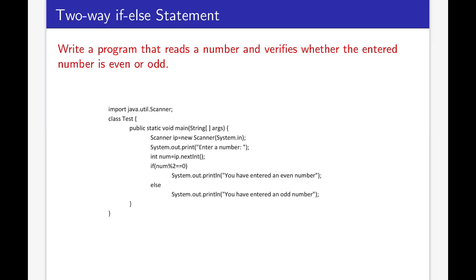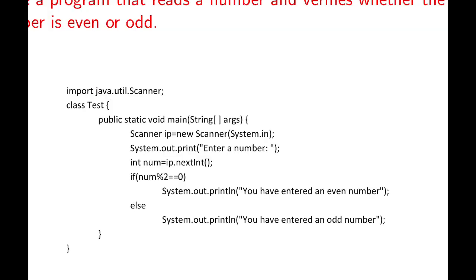So write a program that reads a number and verifies whether the entered number is even or odd. So we have written like this: import java.util.Scanner to use Scanner class for taking input from a user. Then class Test defines the name of the class. Then public static void main defines the main method. Then Scanner ip = new Scanner(System.in). Here ip is an object that is used to take input from the user.